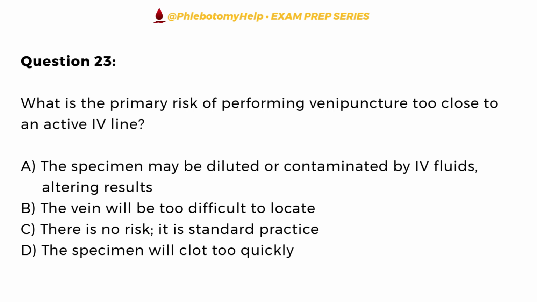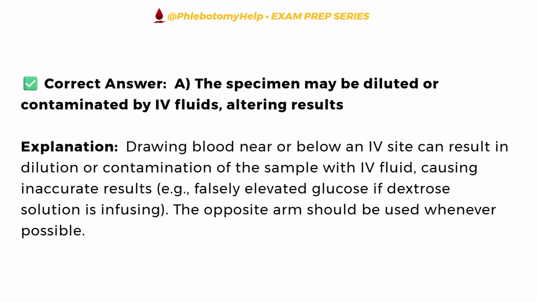Question 23. What is the primary risk of performing venipuncture too close to an active IV line? Is the correct answer A, B, C, or D? The correct answer is A. The specimen may be diluted or contaminated by IV fluids, altering results.